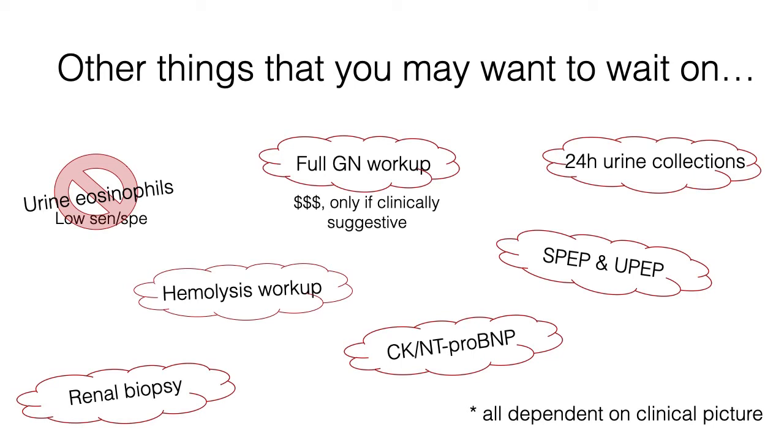Due to how long these tests take to be returned, they may not be helpful in your initial management. Some can also be quite pricey, like a full glomerulonephritis panel, especially if you're adding things like ANCA or PLA2R. Thus, these tests should only get ordered if the clinical picture is suggestive of a GN. Urine eosinophils have notoriously low sensitivity and specificity, so aren't very helpful at diagnosing acute interstitial nephritis.